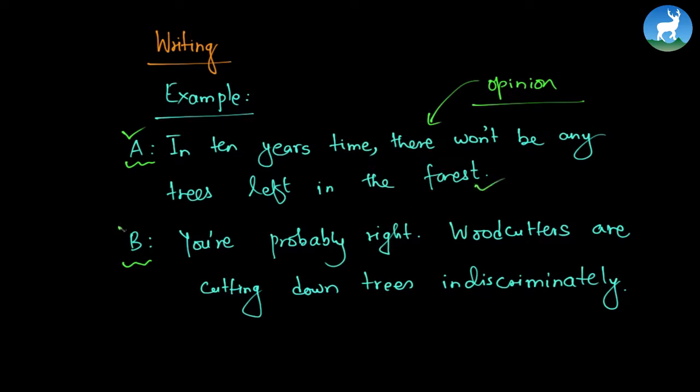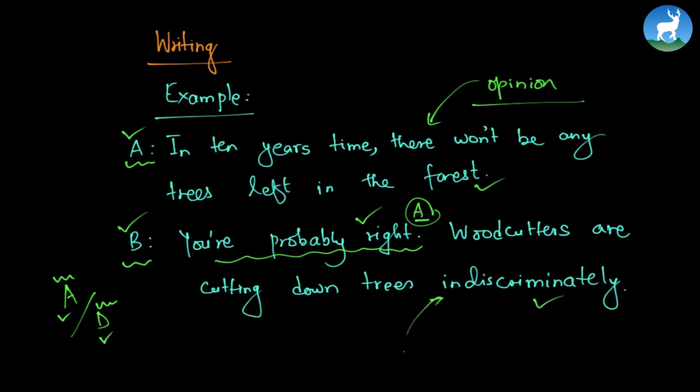And what is B doing? Is he agreeing or disagreeing? So we are going to use the agreeing and disagreeing structures. There are some structures on agreeing and disagreeing, so please read them. He uses a structure called you are probably right. Now this structure, you are probably right, is an agreeing structure, or we can say that B agrees with A. Woodcutters are cutting down trees indiscriminately. Again, he gives his own opinion, so we have another opinion.